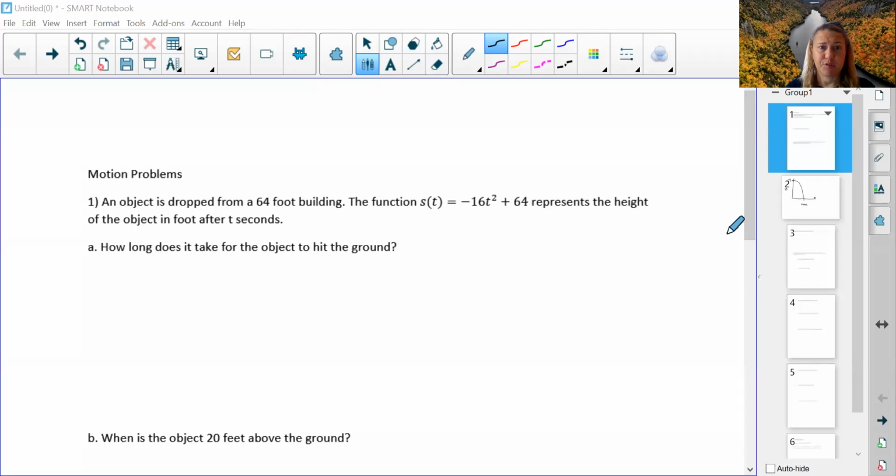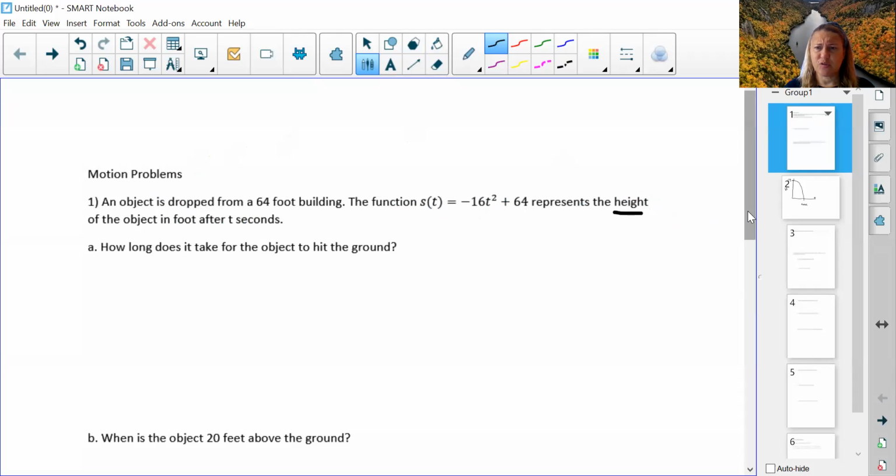We're beginning here by looking at the motion problems. So the first problem we're going to work with deals with dropping an object from a 64-foot building. All right, and so we have a function that represents the height of the object in feet after t seconds.